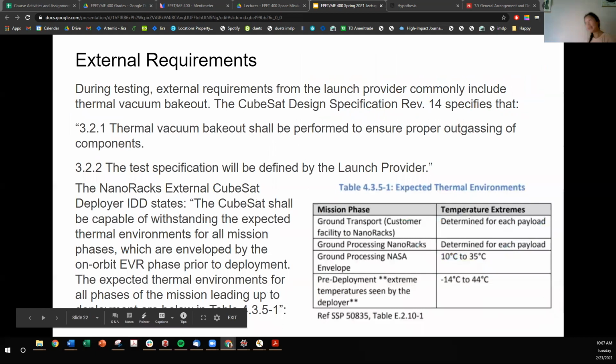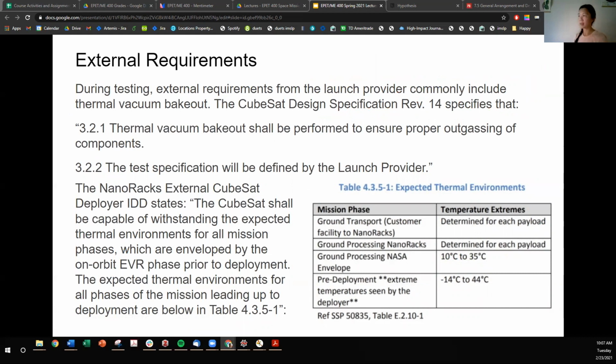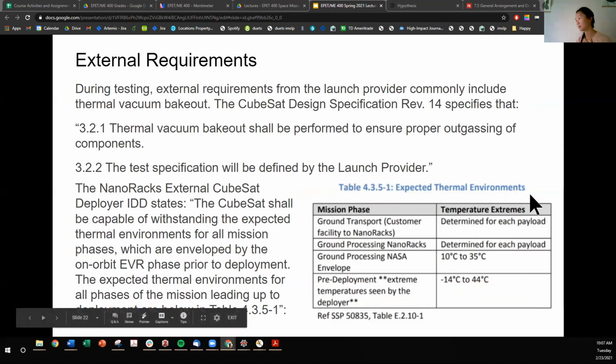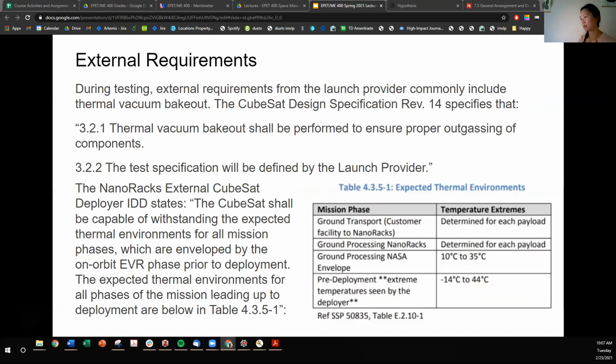Okay, external requirements. So thermal doesn't have too many. From the CubeSat design specification, pretty much there's the thermal vacuum bakeout test, and then tests defined by the launch provider. Our launch provider is most likely NanoRacks, in which case the CubeSat shall be capable of withstanding the expected thermal environments for all mission phases given here. Okay, pretty straightforward.